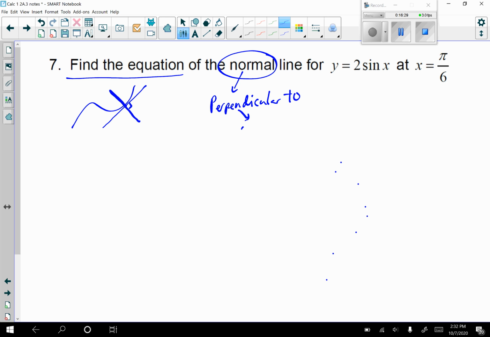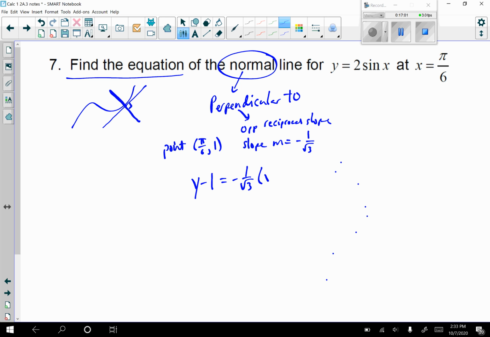Same point, perpendicular means the opposite reciprocal slope. So we have the same point. Our point on this one from the last problem was pi over 6 comma 1. We had a slope of root 3, so now we're going to have negative 1 over root 3. And now we can write this again. y minus 1 equals, this is the only thing that changes, negative 1 over root 3 times x minus pi over 6. So a normal line is perpendicular. All you have to do is change the slope.